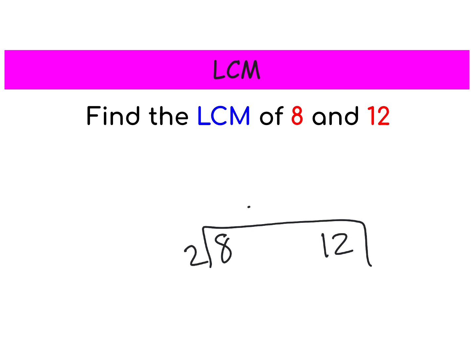So 2 goes into 8 4 times, 2 goes into 12 6 times. I still have even numbers. So 2 goes into 4 2 times, 2 goes into 6 3 times.